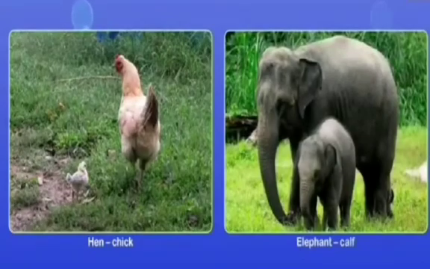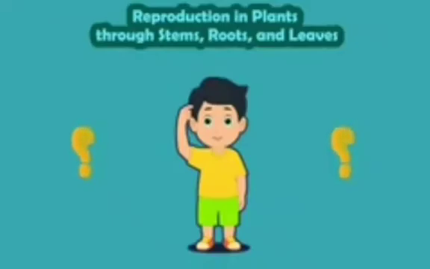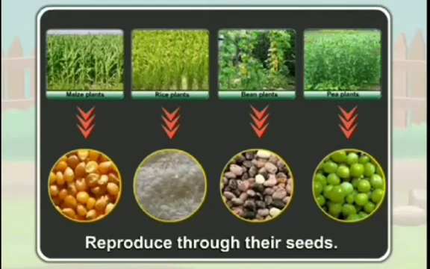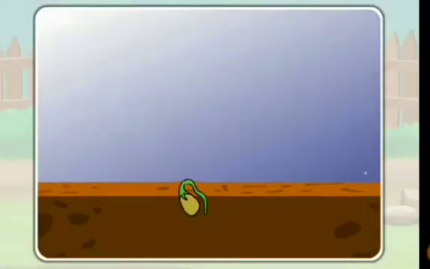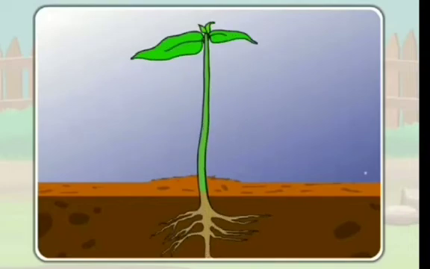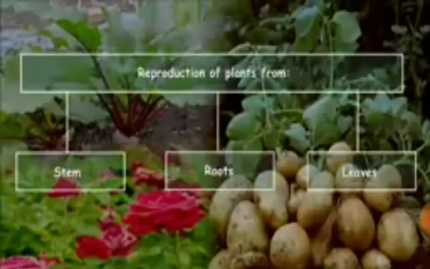Children, like animals and human beings, plants are also living things and they also reproduce. But how do they reproduce? Most of the plants reproduce through seeds. Plants reproduce through their roots, stems, and leaves as well.